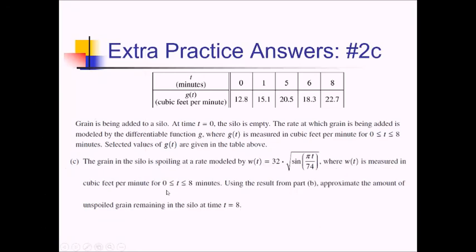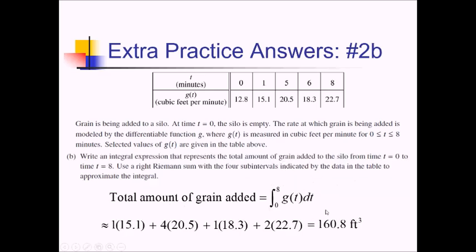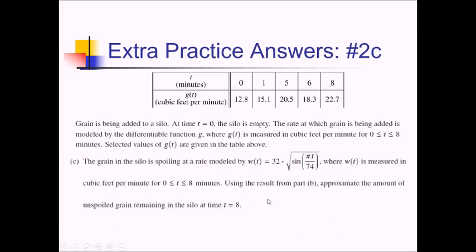For part C, we've got some trouble here. The grain in the silo is spoiling, and that's happening at a rate modeled by this W of t function, which looks pretty gnarly. And this is measured also in cubic feet per minute, so it's kind of the evil counterpart to the rate at which the grain is being added, the g of t function. So using the result from part B, which going back to part B, we had 160.8 roughly cubic feet of grain that was added between times 0 and 8. So using that result, we want to approximate the amount of unspoiled grain remaining in the silo at time 8.